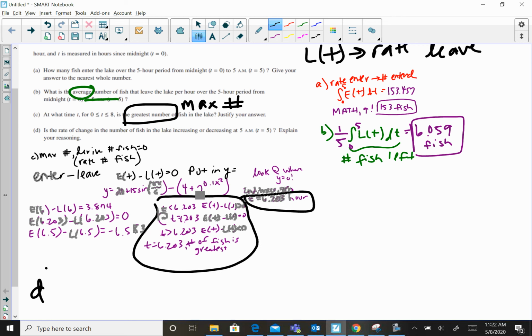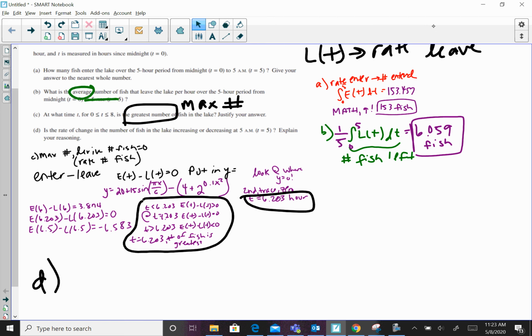And part D: is the rate of change in the number of fish increasing or decreasing? Okay, so the rate of change in the number of fish. So is it going to be positive or negative? That will tell me increase or decrease. Let me prove this. The rate of change of the number of fish is E of t minus L of t. This is the rate of change of the number of fish.